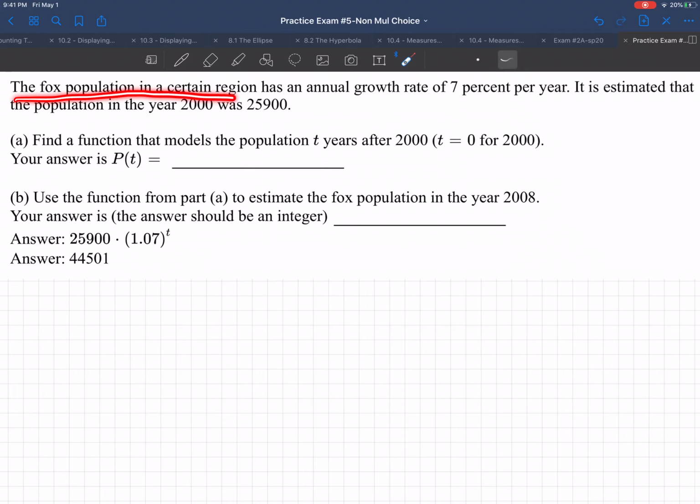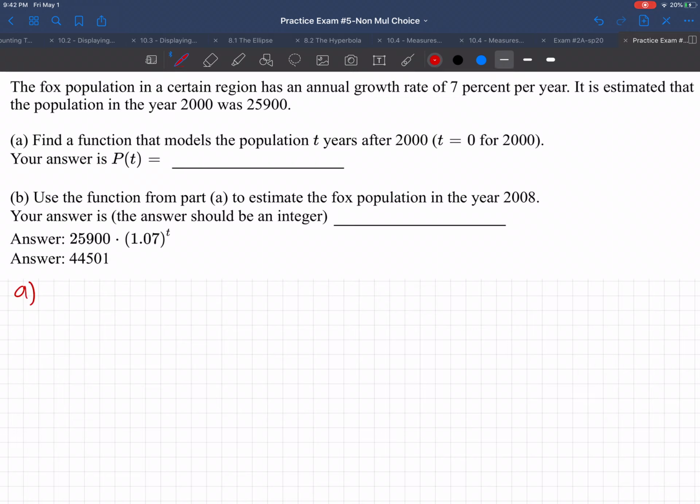A fox population in a certain region has an annual growth rate of 7% per year. It is estimated that the population in the year 2000 was 25,900. Find a function that models the population t years after 2000. t equals 0 for 2000. All right, so the first thing they want us to do is find a function that models this.